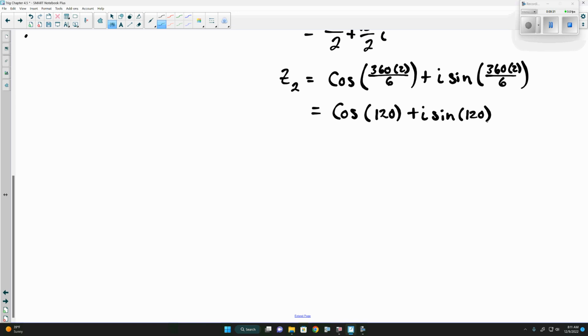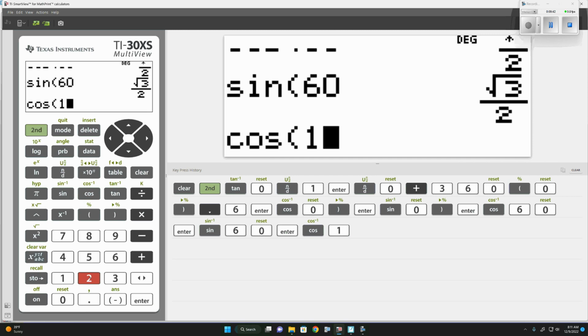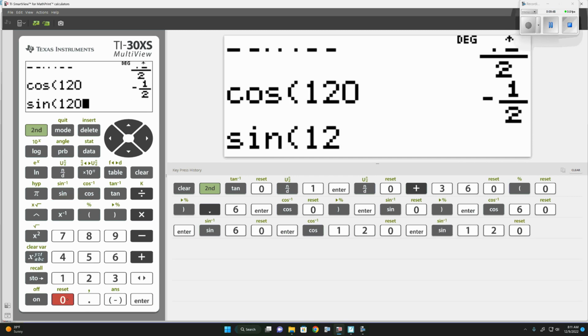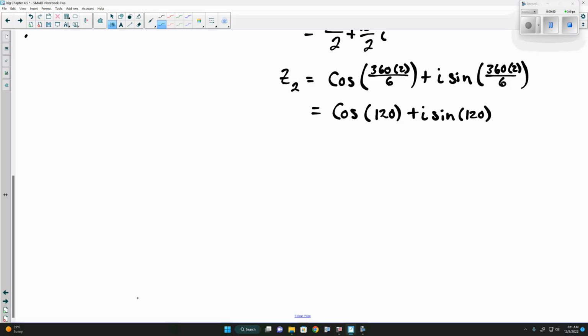We already knew 360 divided by 6 is 60, so we're just multiplying by 2 now. 60 times 2 would give us 120. And again, we can come back over here, cosine of 120, sine of 120: negative one half plus square root 3 over 2 I.